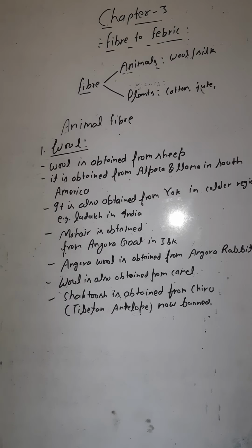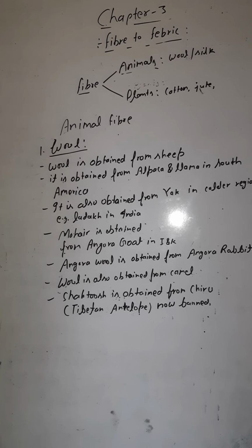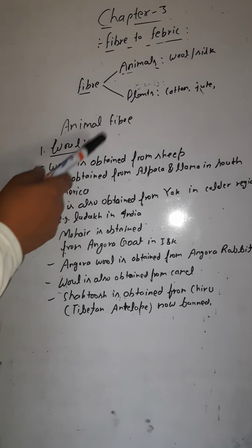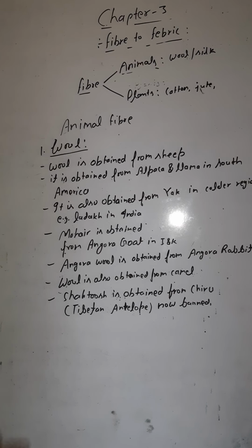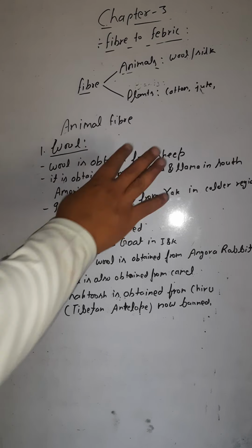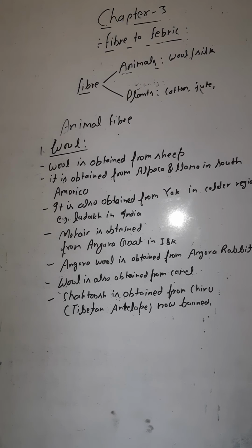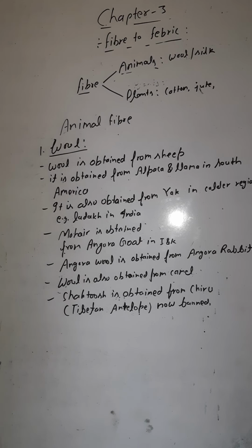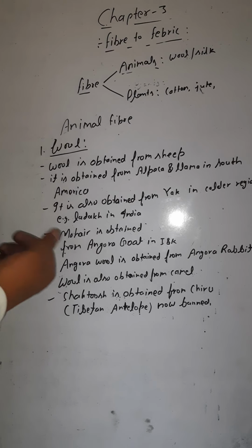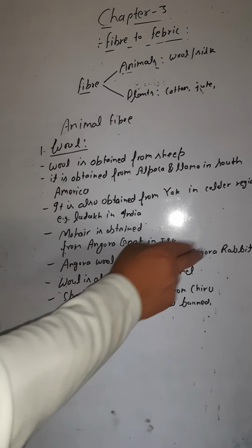Okay, so these are the things which you have to note. Wool is obtained from sheep. It is also obtained from alpaca and llama, which we can find in the South American region, as I just told you. And it is also obtained from the yak in the colder regions, like in India we get these from the Ladakh region. Mohair is a special kind of wool that we are getting from the Angora goat, which you can find in J&K, Jammu and Kashmir. And at the same time, Angora wool is obtained from the Angora rabbit.